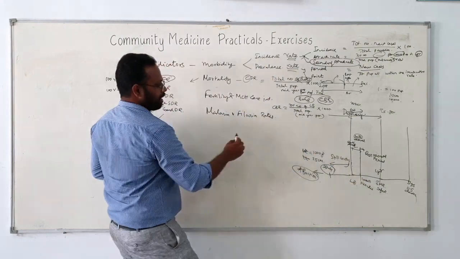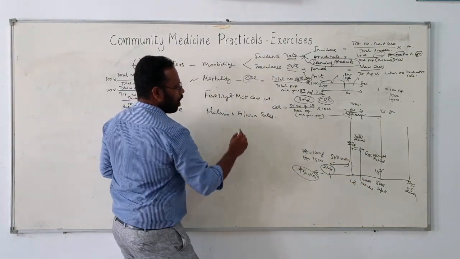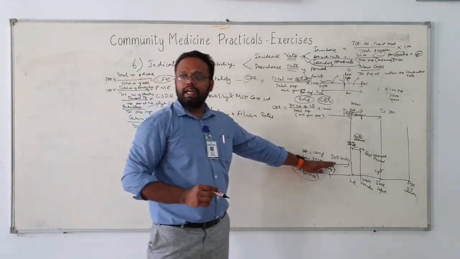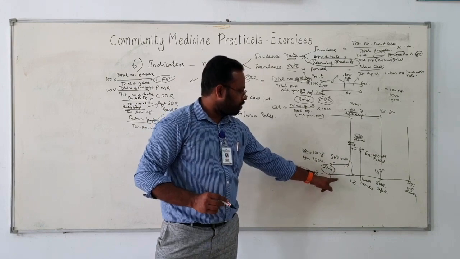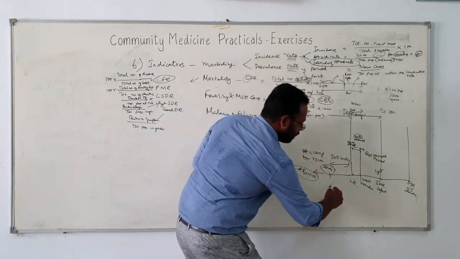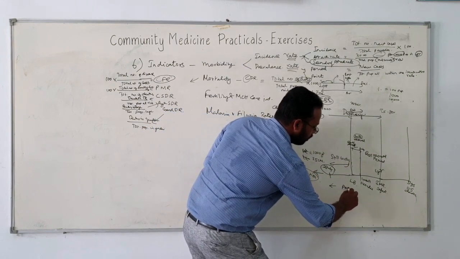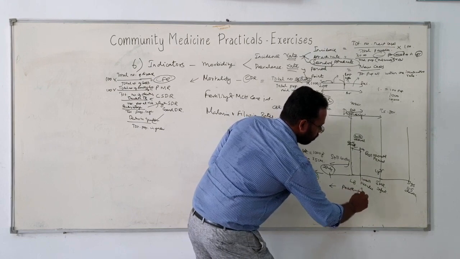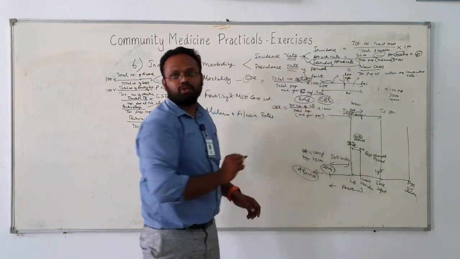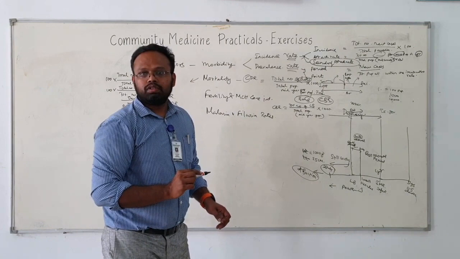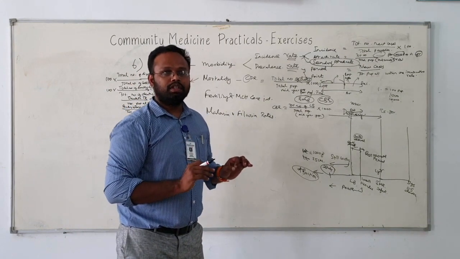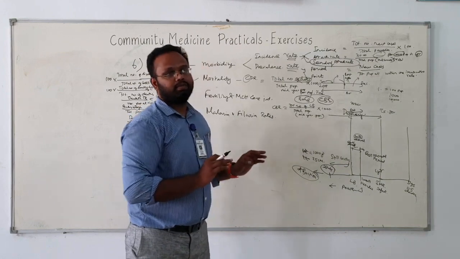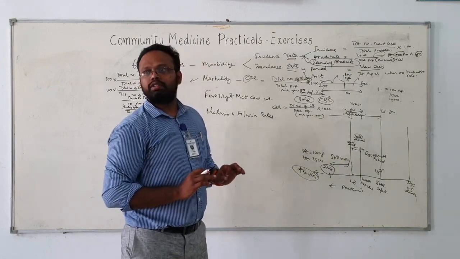So here we can calculate the abortion rate. All these indicators have denominators as live births, except stillbirth rate and perinatal mortality rate, which include both live births and stillbirths. All these indicators are expressed per 1000 live births.